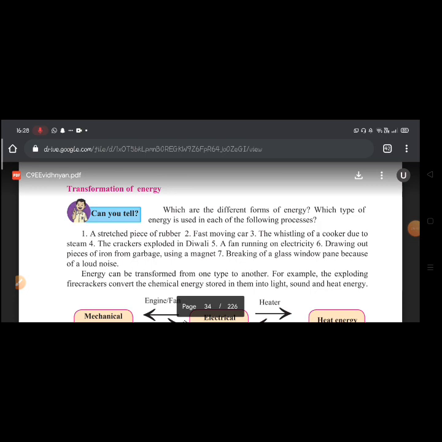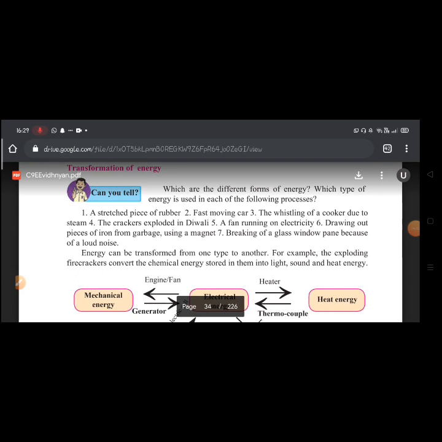Here there are examples given, like a piece of rubber, a fast moving car, etc. We have to classify which energy each of them has. Energy can be transformed from one type to another. For example, exploding firecrackers convert the chemical energy stored in them into light, sound, and heat energy. We always have to remember that energy is always converted from one form to another. It doesn't happen that energy gets exhausted. It is always converted from one form to another form.